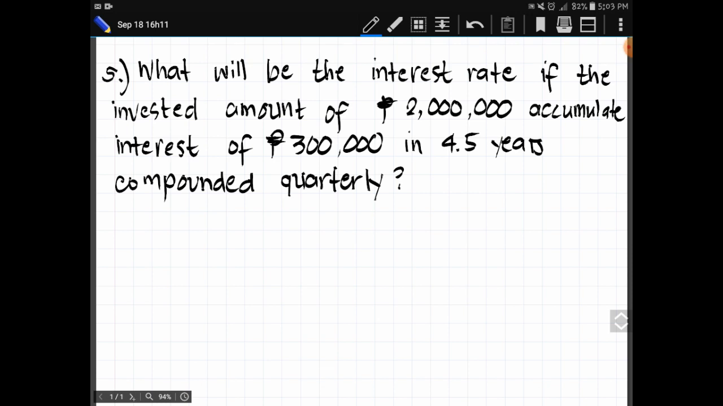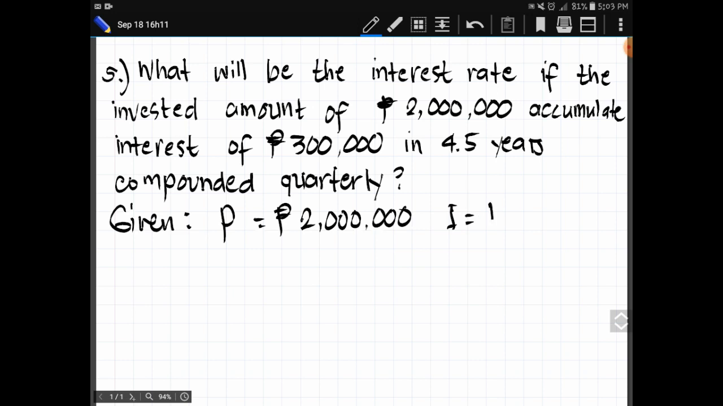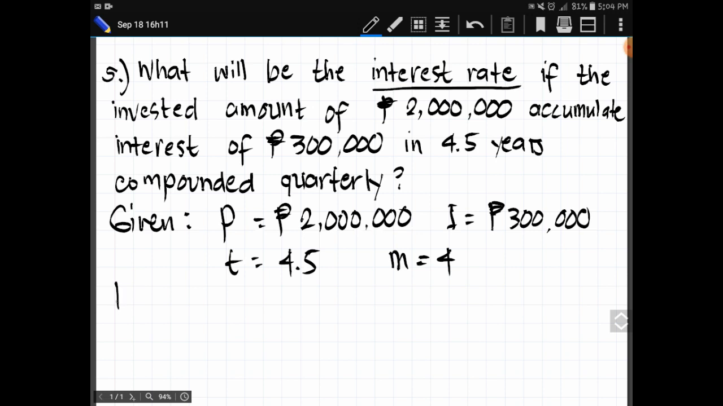Number 5. What will be the interest rate if the invested amount of 2 million pesos accumulates interest of 300,000 pesos in 4.5 years compounded quarterly? Our given would be the principal, which is 2 million pesos. The interest is 300,000 pesos. The time is 4.5. The compounding period is 4. So therefore, the missing is the rate, or what we are going to find is the interest rate.